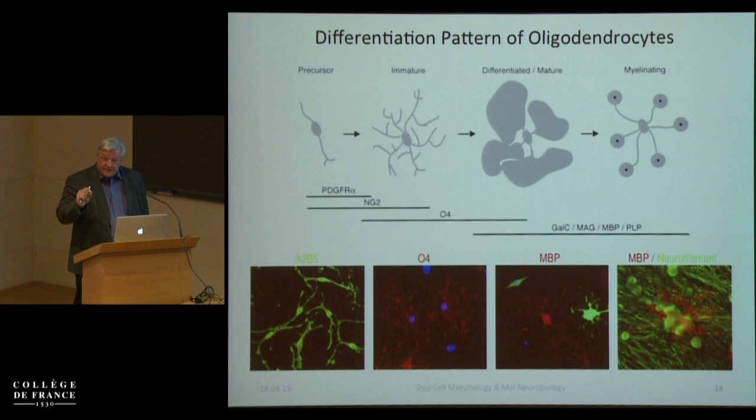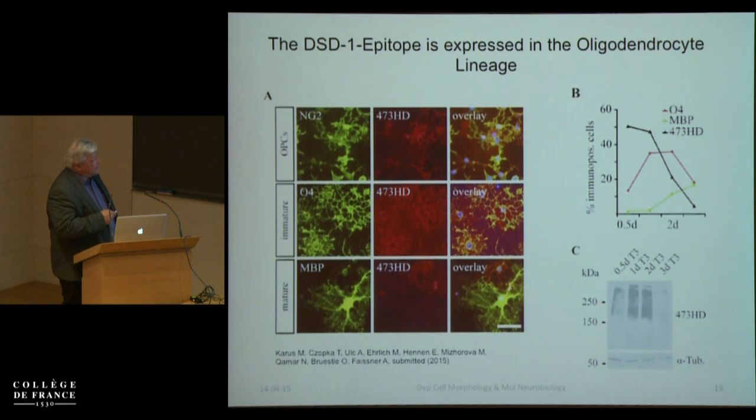When we look in that system at the expression of the DSD1 chondroitin sulfate domain, we see that we have a very nice expression of this epitope in conjunction with oligodendrocyte precursor surface markers such as NG2 but also O4, while the induction of differentiation of oligodendrocyte precursors by the addition of thyroid hormone to the culture system leads to a downregulation of the epitope, both on the biochemical level but also here seen by immunocytology. So the 473HD chondroitin sulfate domain goes down with maturation of the oligodendrocyte precursor cells.